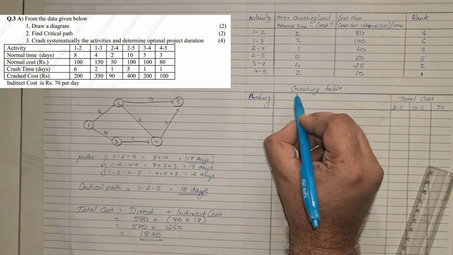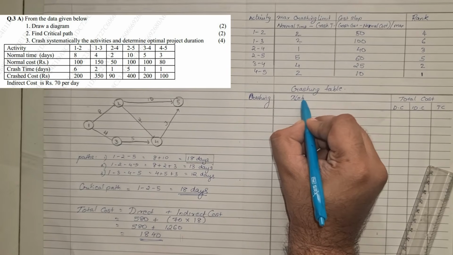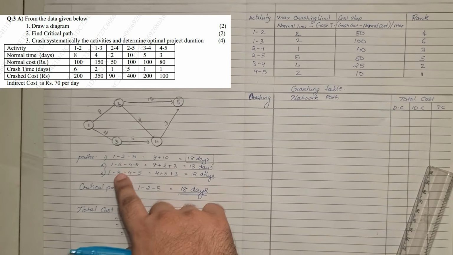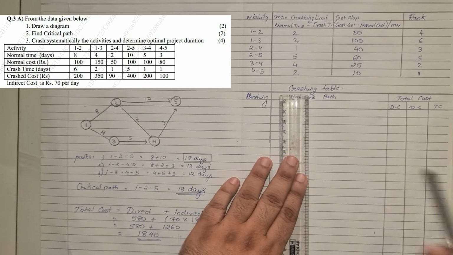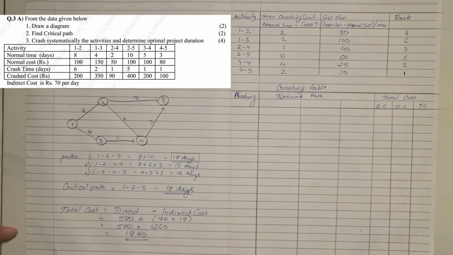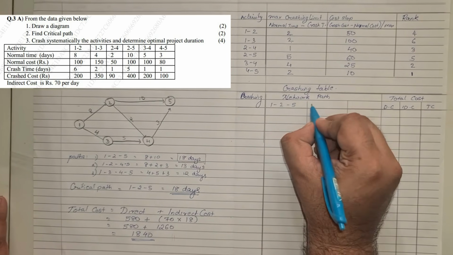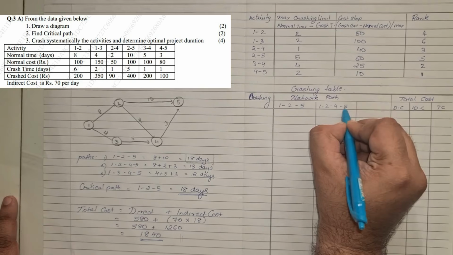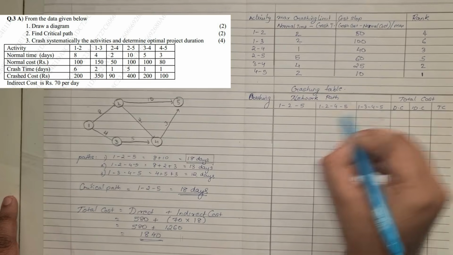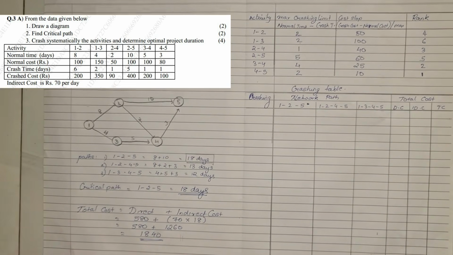And now here we'll have the network paths. If you look carefully, how many paths did we have here? We had 3 paths. So we'll require 3 columns here, having those 3 paths mentioned. The first path is 1-2-5. The second is 1, 2, 4, and 5. And the third one is 1, 3, 4, and 5. Out of which the first one is a critical path, so we'll put a dot here to show that it is the critical path.